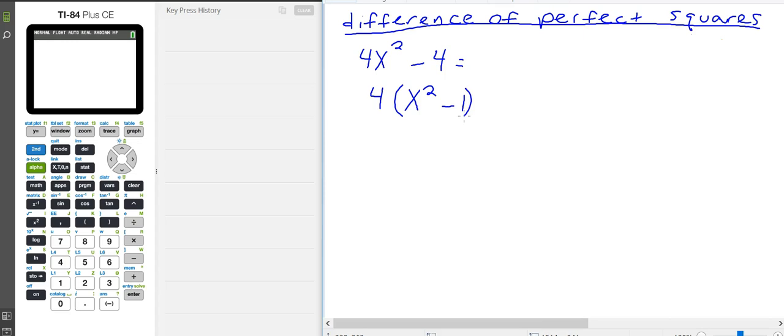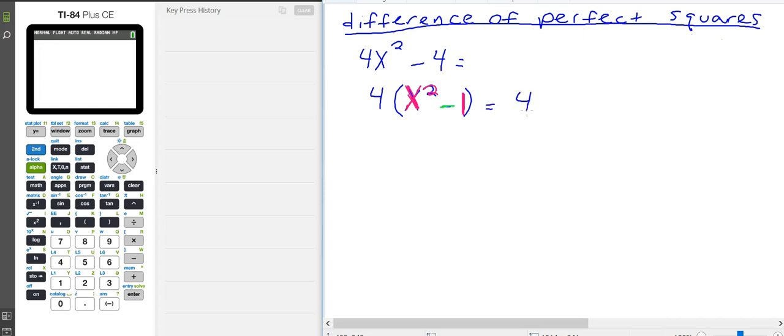And you might just leave your question like this and circle it or box it in and say this is your answer. But that is not the answer. If they want this completely factored, this is not the answer. How come? Because we still have within the parentheses the difference of two perfect squares. X squared is a perfect square. 1 is a perfect square because 1 times 1 is 1. And we have a minus sign between them. So inside the parentheses, we still have the difference of two perfect squares. So we're going to have to factor this more.